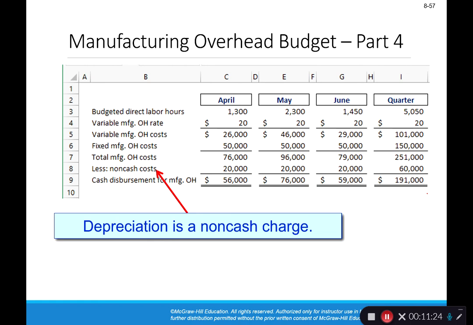In order to figure out the cash disbursements, we take out the non-cash costs. So our total overhead costs less the non-cash 20 grand would be the cash amount that we would need to pay for the overhead. And that gives us the 56, 76, and 59 for a total of 191 that's going to be paid out for our overhead cost. Depreciation is non-cash, therefore it's part of our expenses on our income statement, but it wouldn't be part of our cash outflows.